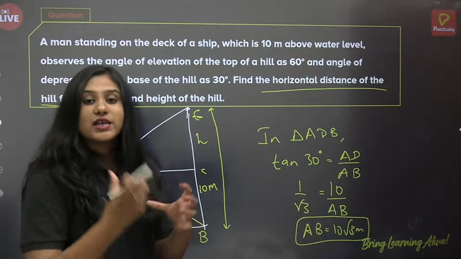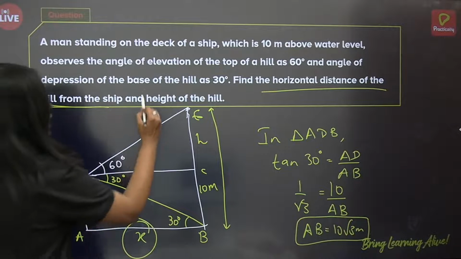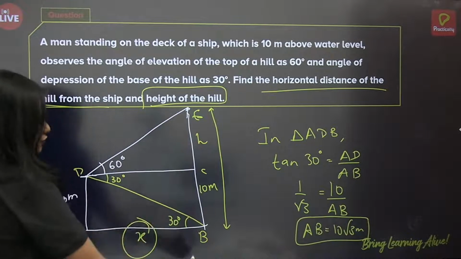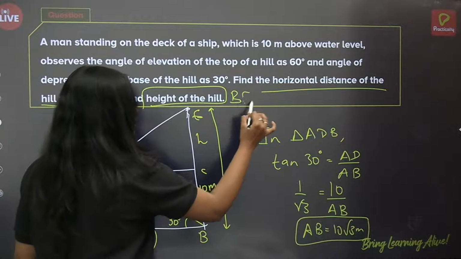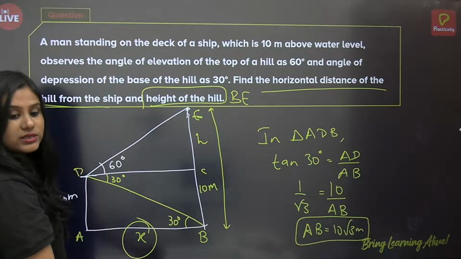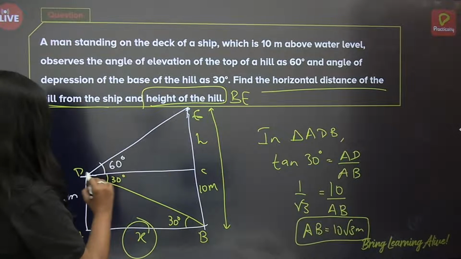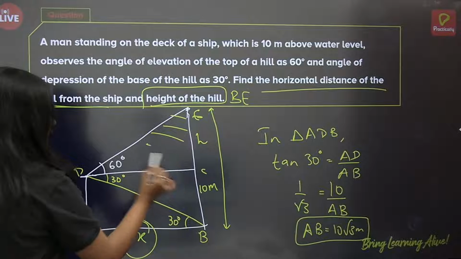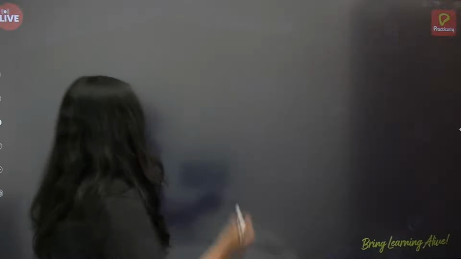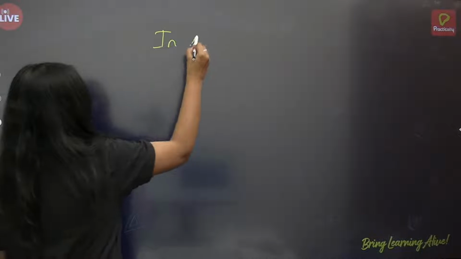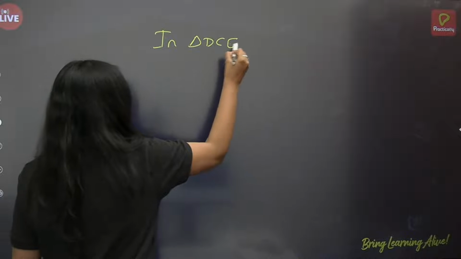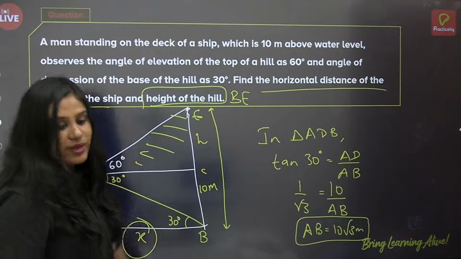Now what is the next part of the question asked? Height of the hill. So what is the height of the hill here? BE. So we have to find the distance BE. Correct? So again let us use triangle DCE, this triangle. In triangle DCE, what is given here?